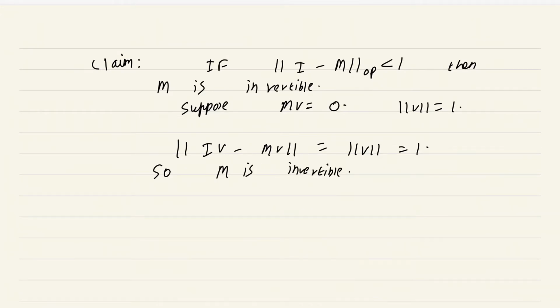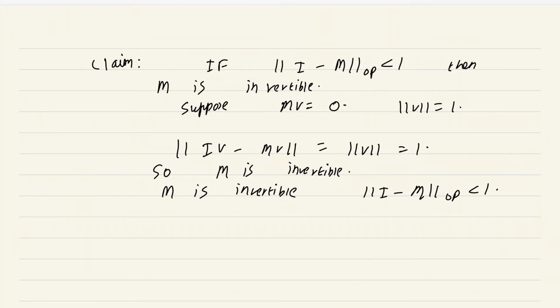There is yet another way to see this, which is important from a functional analysis perspective. We want to show that M is invertible, and the given data is that the operator norm of I minus M is less than 1. This is the data that we are given.